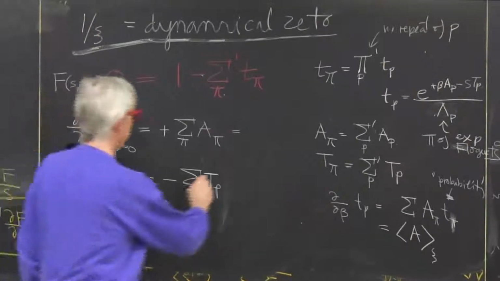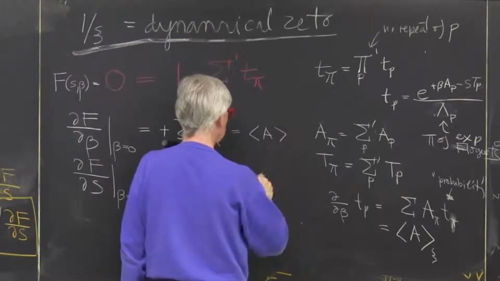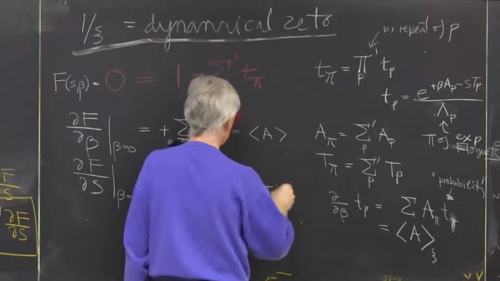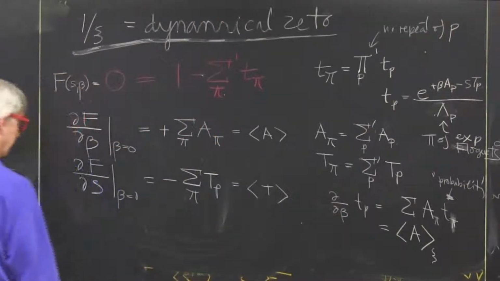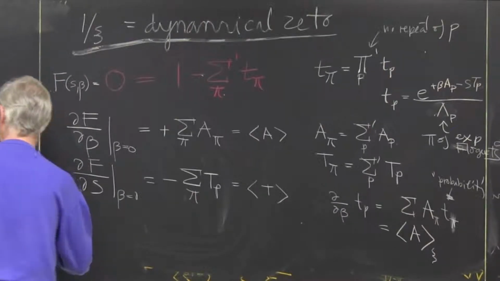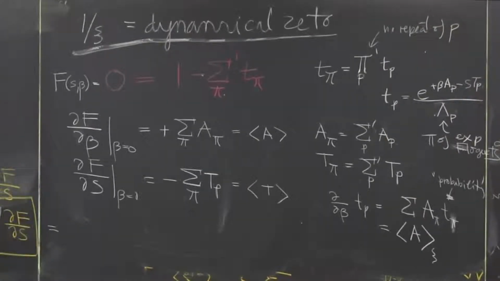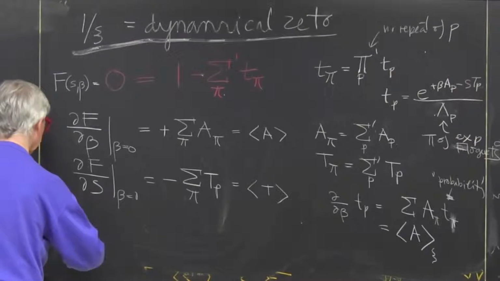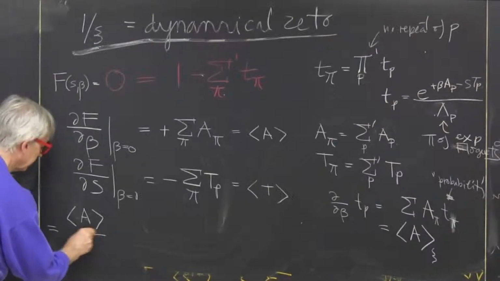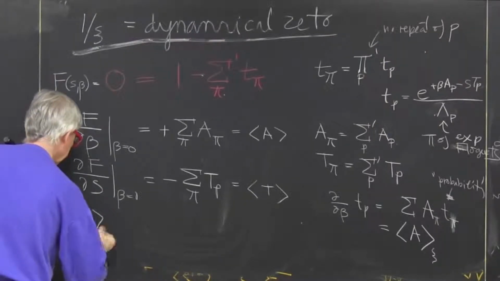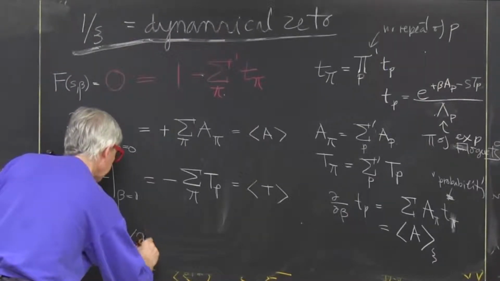So now what do we have? This is just the expectation value of the integrated observable, and this is the mean cycle time if we sum it up over all periodic orbits. So for this derivative, the minus signs go away, and it's just the expectation value of our accumulated observable A divided by the mean cycle time. But that is, by definition, the expectation value of A.